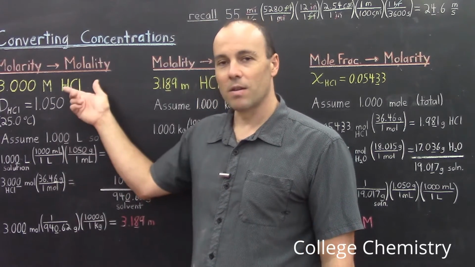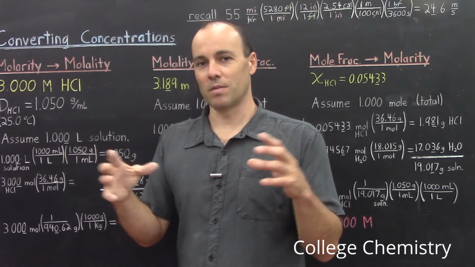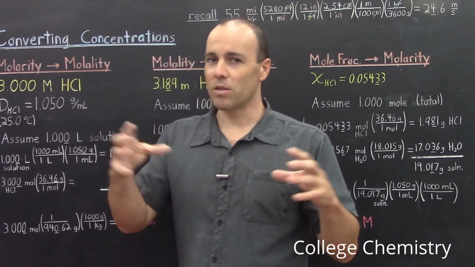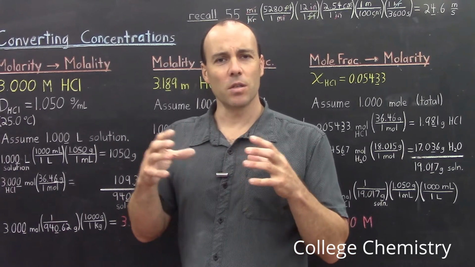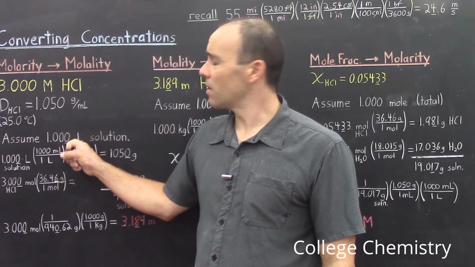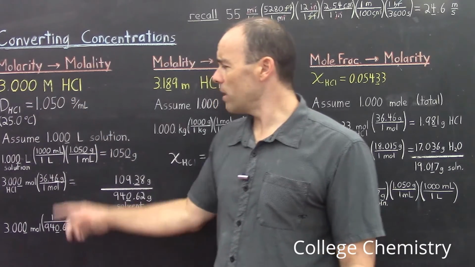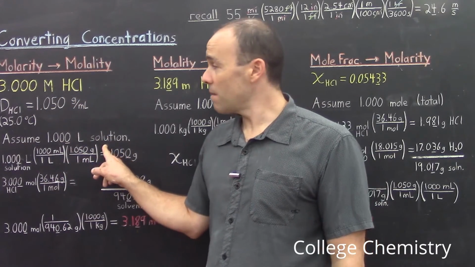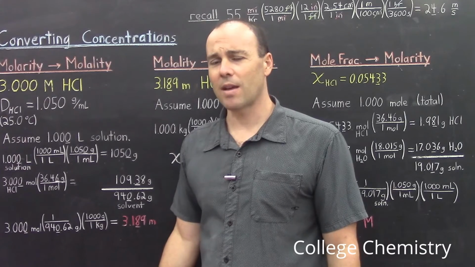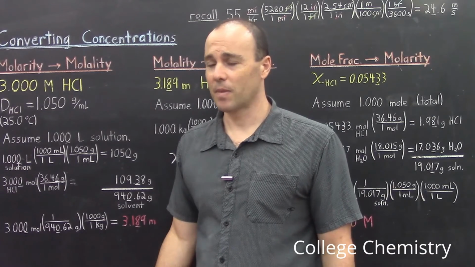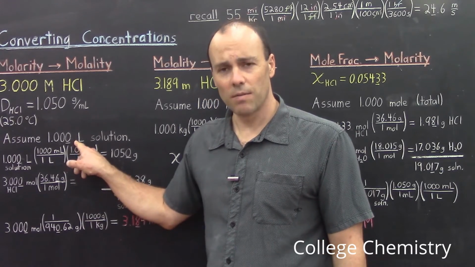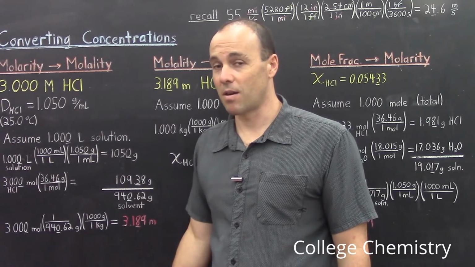So the trick here is to assume a convenient amount of solution. Concentration is an intensive unit, and it doesn't matter how much solution you have. So let's just assume a convenient amount, and that is 1 liter of solution. Because we're starting with molarity, if we assume 1 liter of solution, that means we have 3 moles of HCl. So we know exactly how much HCl we have. But we need to convert 1 liter of solution and figure out how many kilograms of solvent there are.